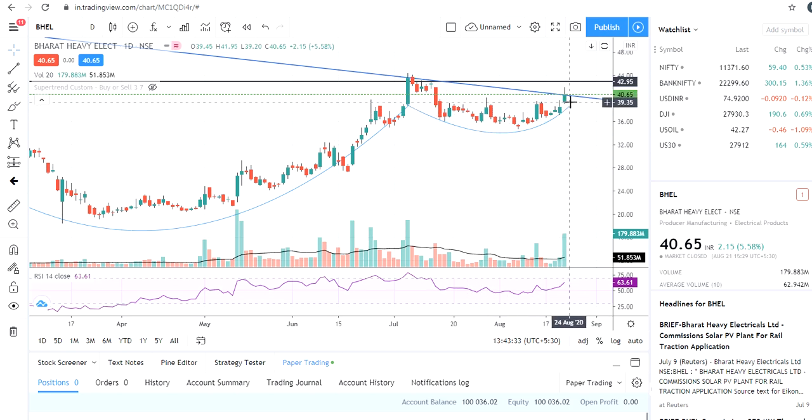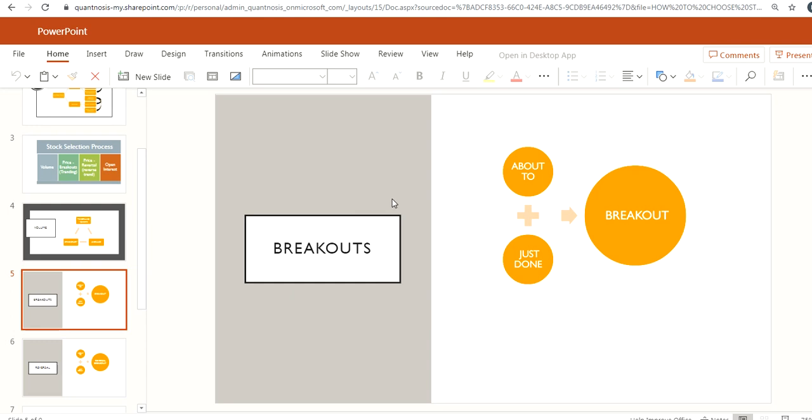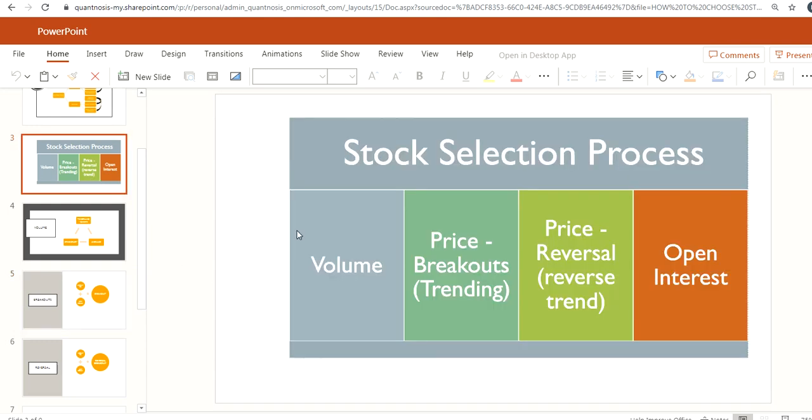So this will give me an idea whether this stock is about to give a breakout or is giving a breakout or not. So that's how we will be using breakout. I said the first two things are easier compared to the other two, right? So the volume and price breakout you understand very clearly.